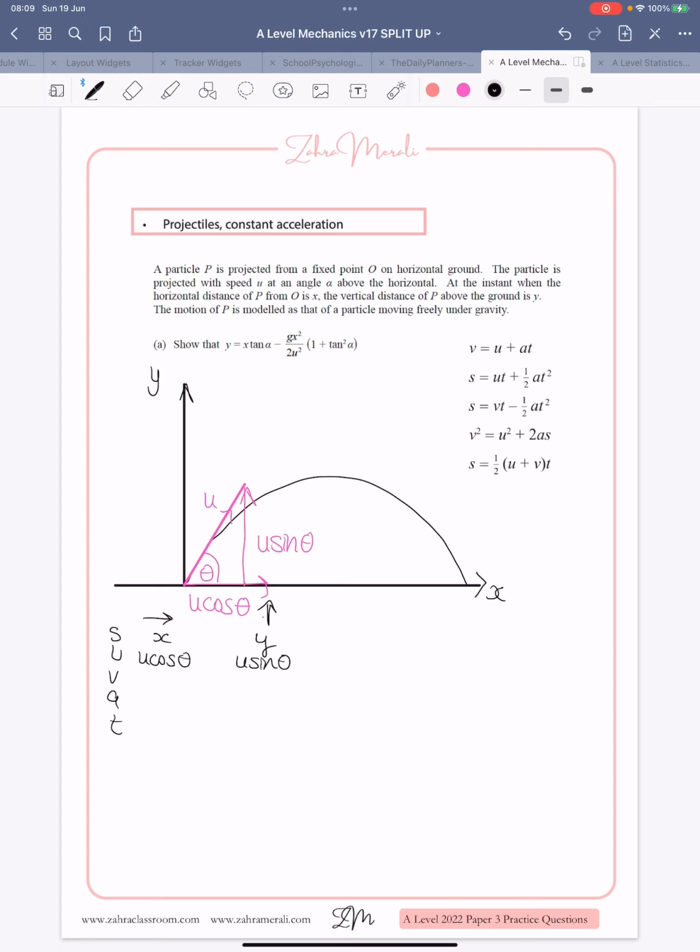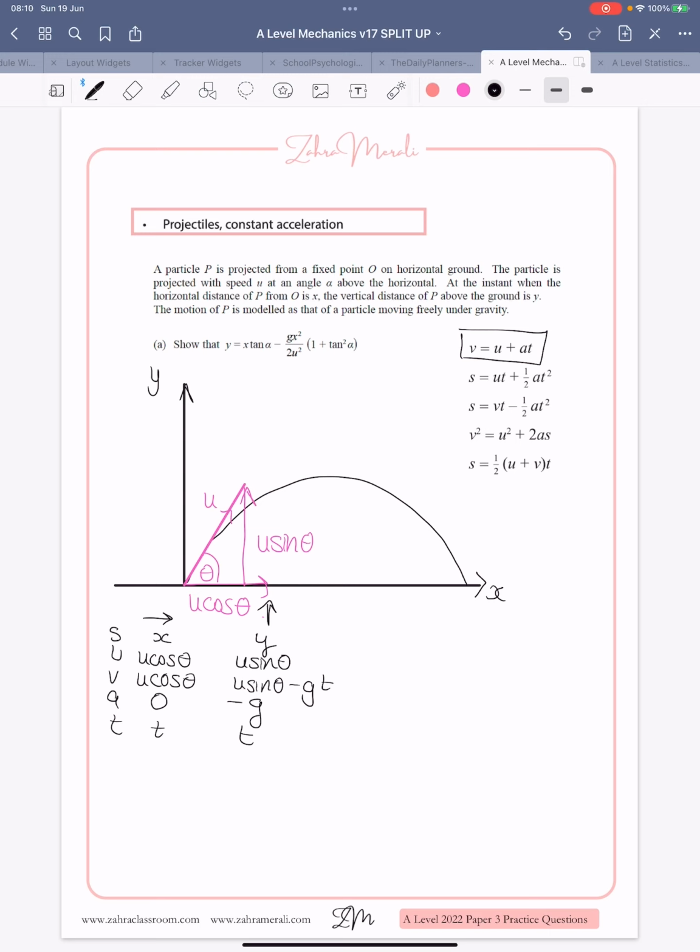The other thing we know is horizontally the a will always be 0. Vertically, it's minus g. The t at any given point is the same. Because a is 0, and we know that v equals u plus at, horizontally our v is just u cos theta, and vertically it's going to be u sine theta plus at, which is minus gt.